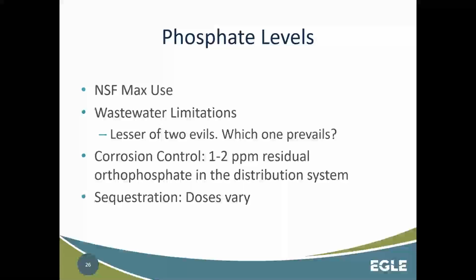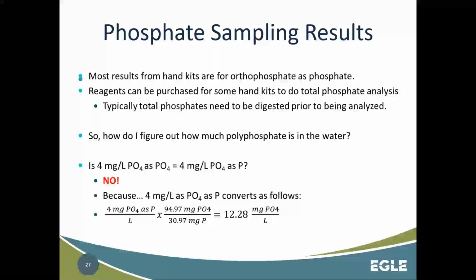Okay. So phosphate levels, always make sure you're meeting your NSF max dose. You also have concerns with wastewater limitations. You don't want a ton of phosphate or phosphorus in our wastewater, because then it affects our lakes and streams and our ecosystems and all those things. Okay. Typically, although every system's different, we see corrosion control treatment at maybe 1 to 2 parts per million orthophosphate residual. But again, it's dependent on the system. Some people have 3 or 4 parts per million, and some people have 0.5 or even 0, depending on what your treatment is. Okay, sequestration is all dependent. There's also limitations with iron there.